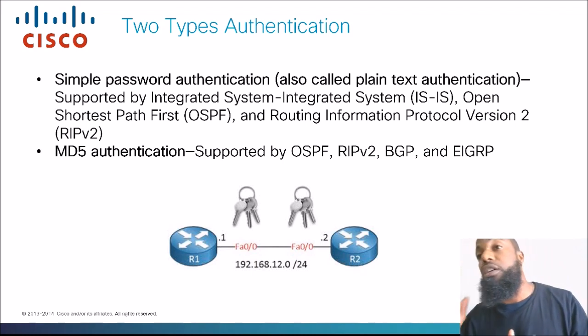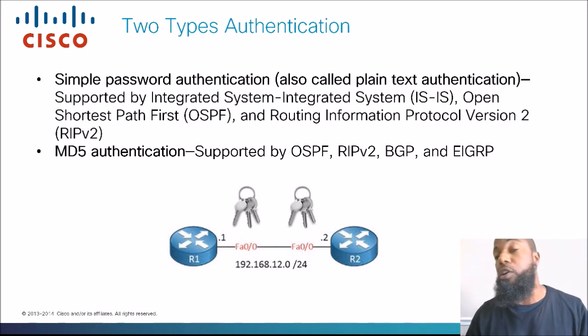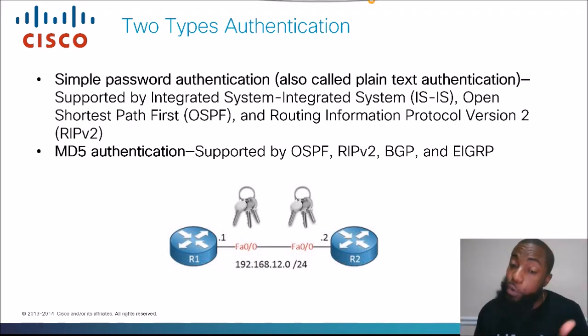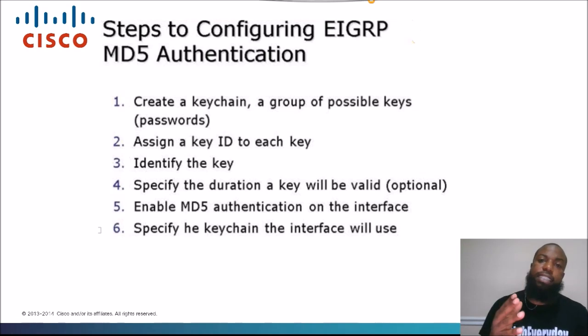SHA-1 and SHA-2, those are stronger hashing methods. But for this example, I'm going to be doing MD5. Remember, this is not encryption. This is a hashing method. These are the steps to configuring EIGRP MD5 authentication.